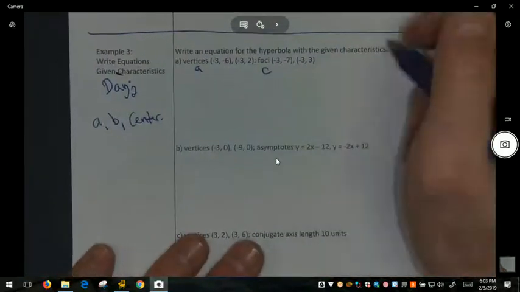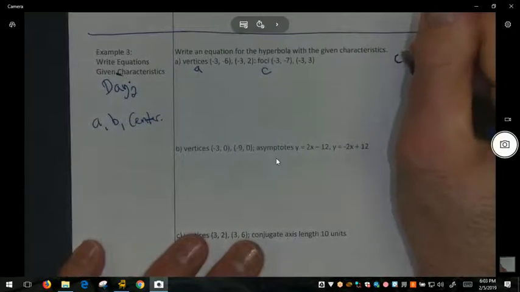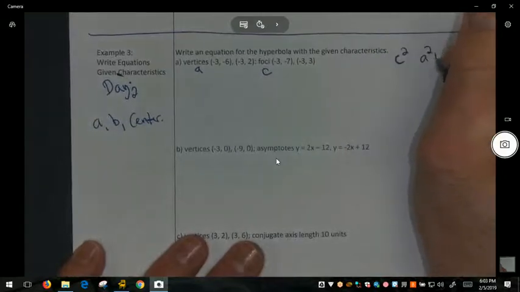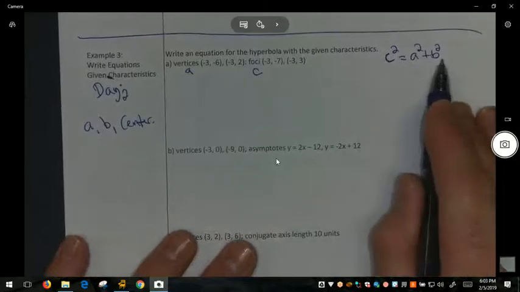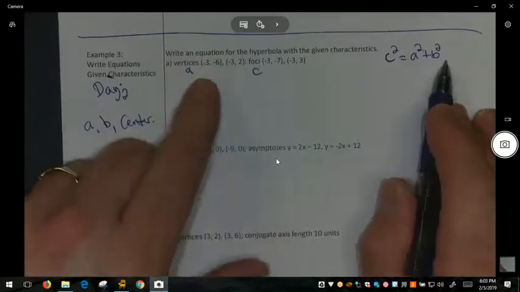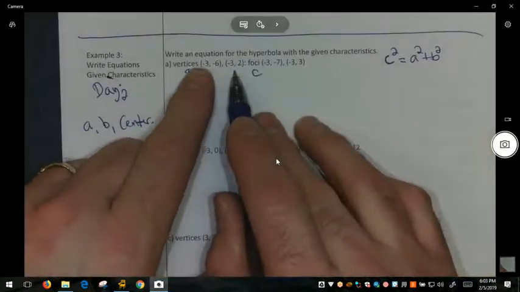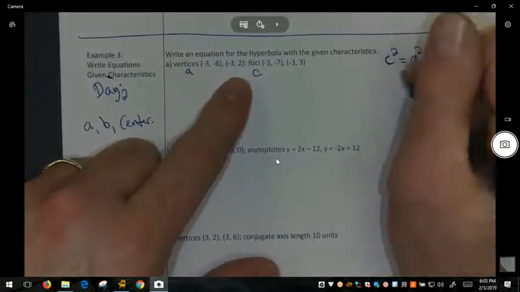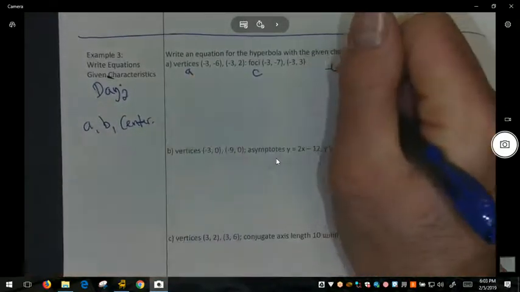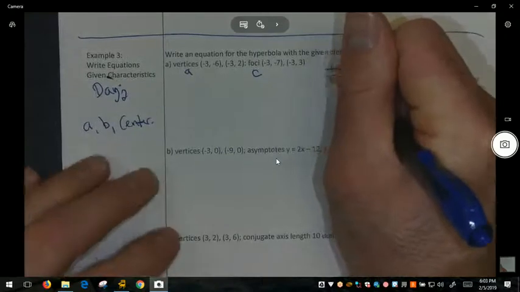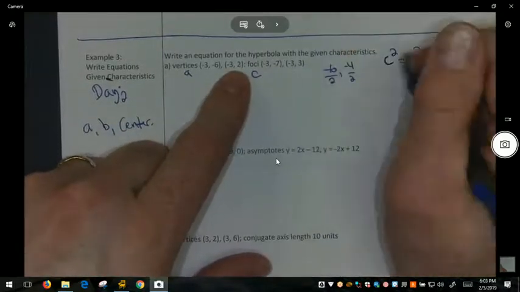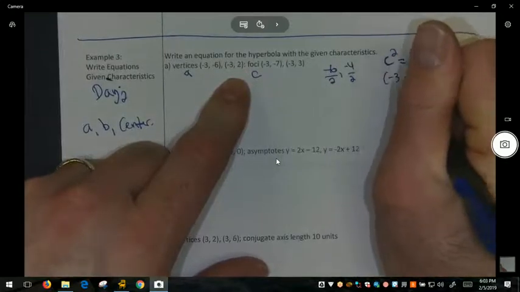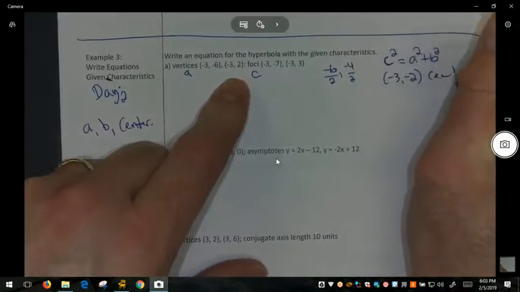We're going to have to use the relationship between c squared, a squared, and b squared to find the value of b squared. And that is c squared equals a squared plus b squared. To find my center, I can use the midpoint formula. Negative 3 plus negative 3 is negative 6 divided by 2. And then I have negative 6 plus 2, which is negative 4, divided by 2. This will give us negative 3, negative 2 for our center.